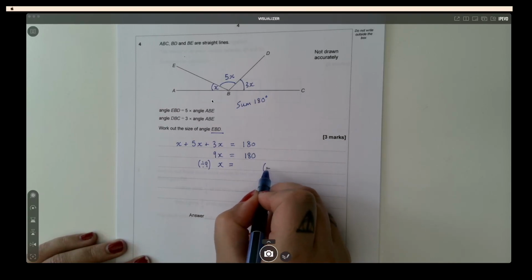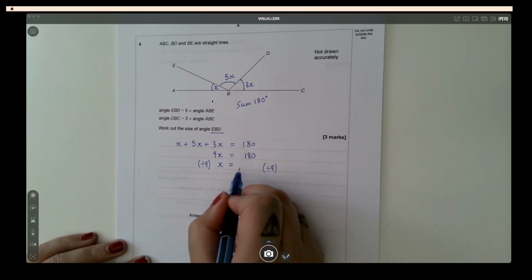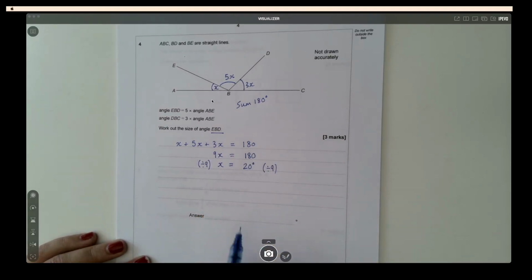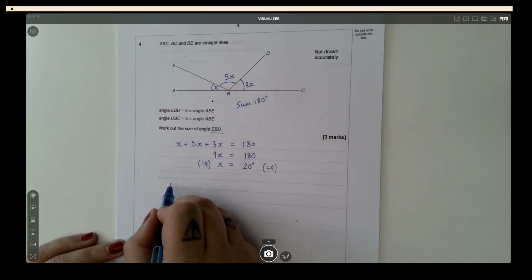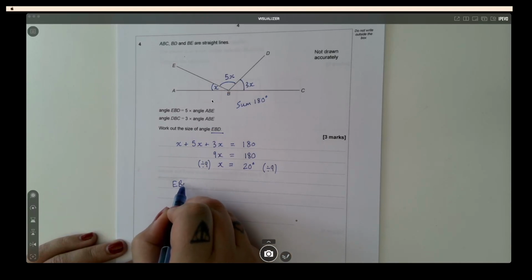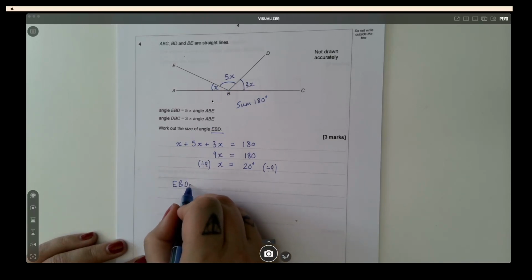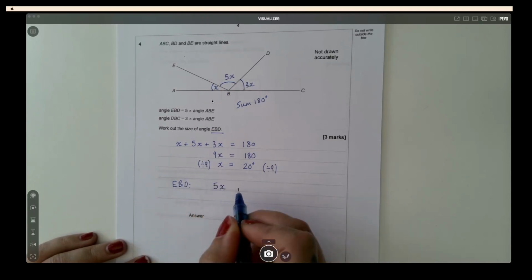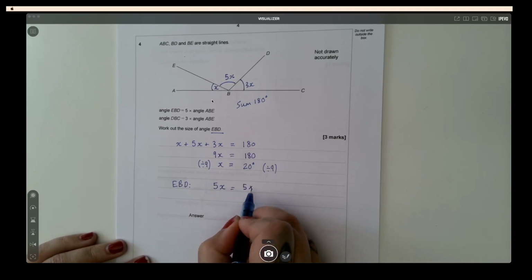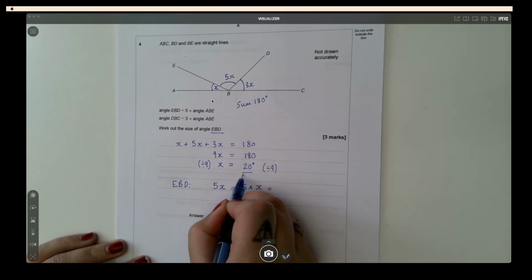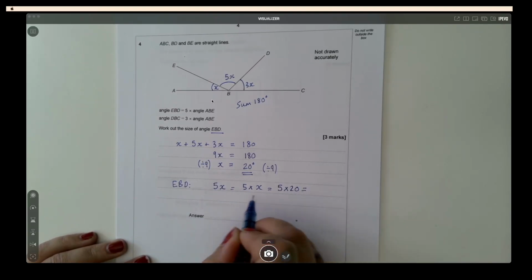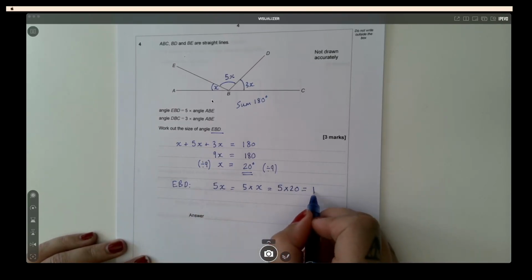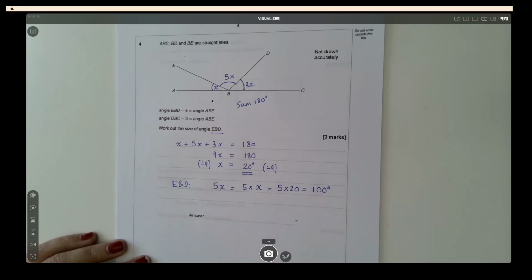So 180 divided by 9 is 20 degrees. Now that I know x is 20, I can substitute it into this expression for the angle EBD. So for angle EBD, we've got 5x, which is equal to 5 times x. We know x is 20, so 5 times 20 tells us that angle EBD is 100 degrees. And you're going to pop that on your answer line.